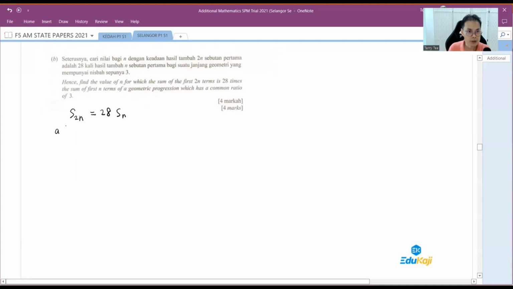This will be r, which is 3 power 2n minus 1. Remember, the formula you can refer back is a(Rⁿ - 1)/(r - 1). But instead of using n here, we use 2n, right? Your n is now 2n. You replace with 2n. This is 3 minus 1. And this is 28 times a, your r is 3 power n minus 1, over 3 minus 1.